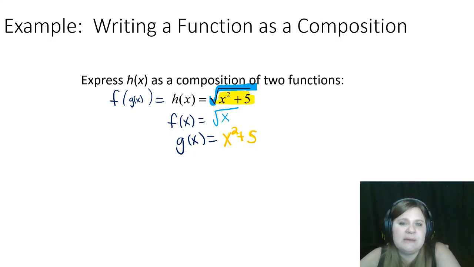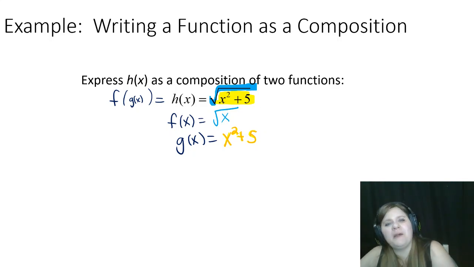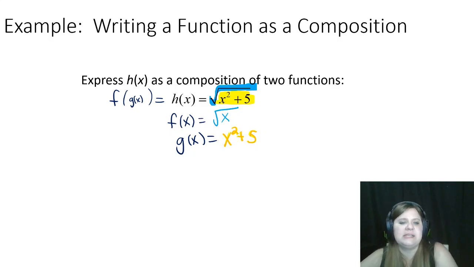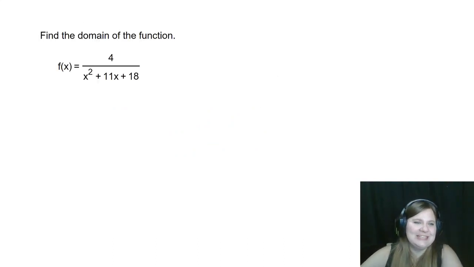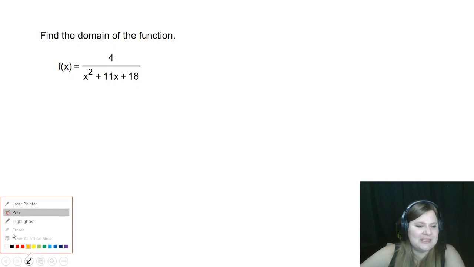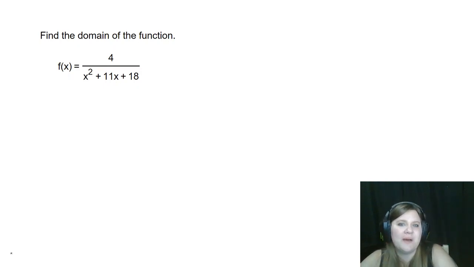Now, some of these types of questions will have more than one answer and some will only have one. In this case, I'd say there's really only one obvious answer. This is a simple answer. You could probably come up with some complicated ways to get f of g of x here. However, try to go with the simplest one. All right, so let's go ahead and jump into some practice problems.